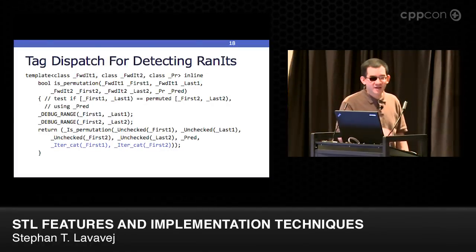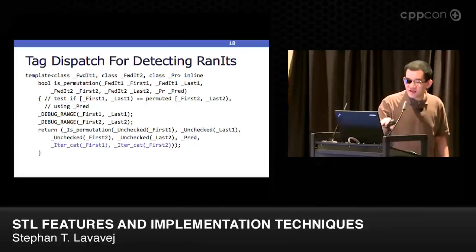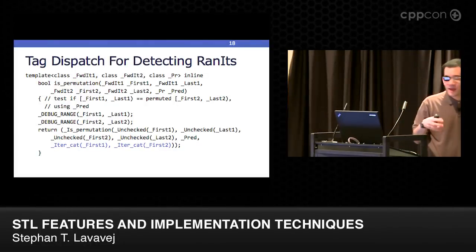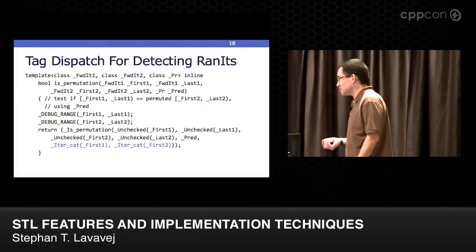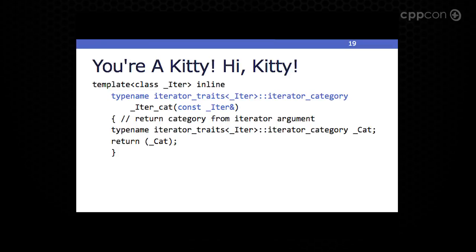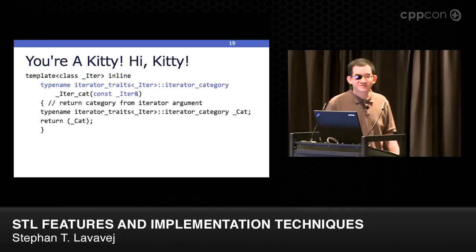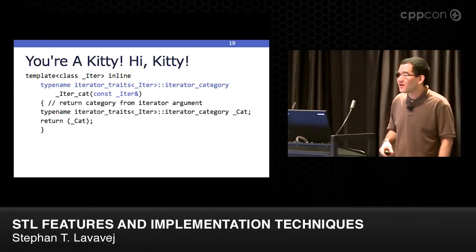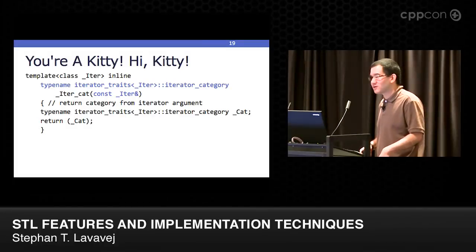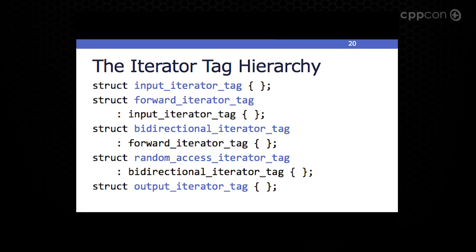So here we got some debug checking. Ignore that. But at the end, you can see we're calling a helper function _Is_permutation with a couple _Iter_cat functions. OK, so what do these do? Here's its implementation. It's actually very simple. It doesn't really do anything. It's going to optimize away. It takes an iterator, and it returns an object of type typename iterator_traits<_Iter>::iterator_category. This is C++98 stuff. So given an iterator, it returns an object of type iterator category.